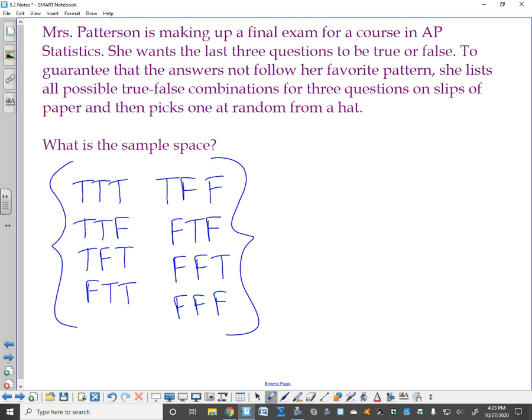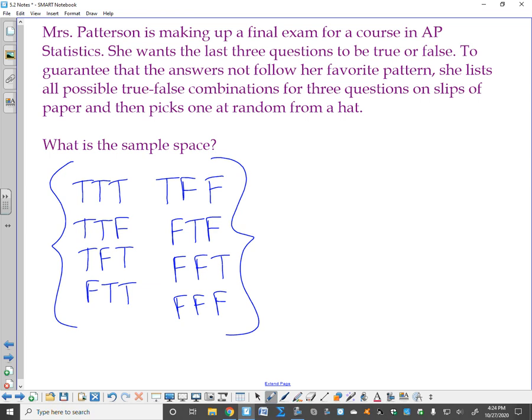So again, the sample space is not true false. There are 3 questions. What are the possible outcomes for those 3 questions? So the sample space has a total of 8 outcomes. So what's the probability that all 3 of them are true? Well, it's 1/8, 1 out of the 8.